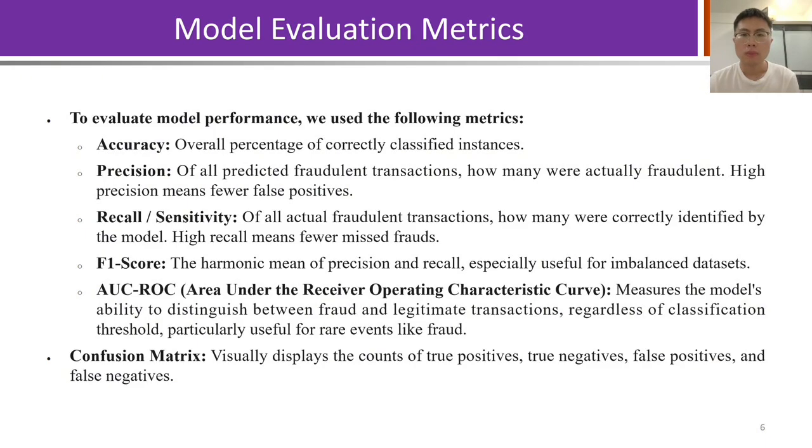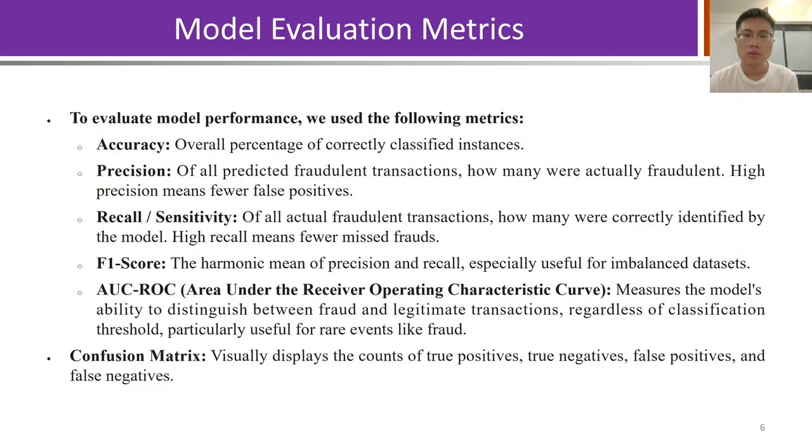To check how well my models performed, I looked at several metrics. Accuracy tells me the overall correct predictions, but for fraud, where fraud is rare, it can be misleading. Precision is about how many of my fraud predictions were actually fraud. High precision means fewer false alarms.